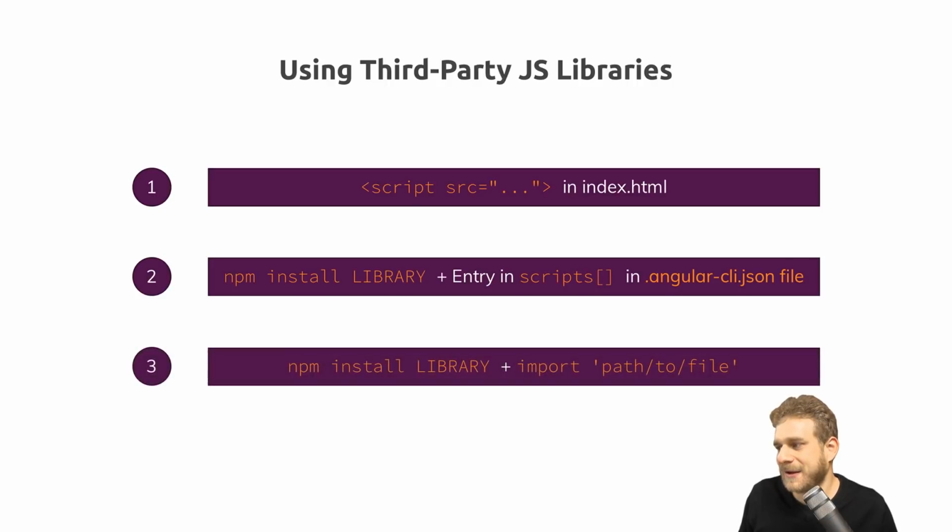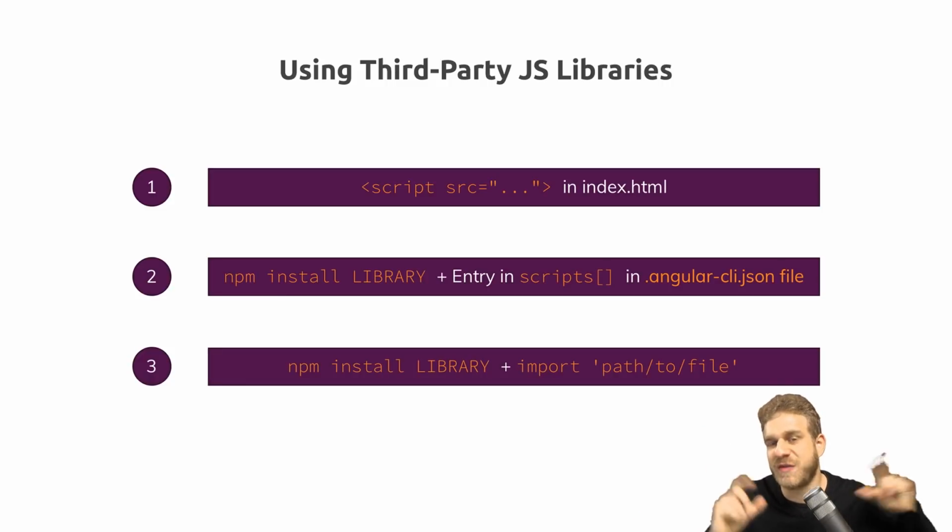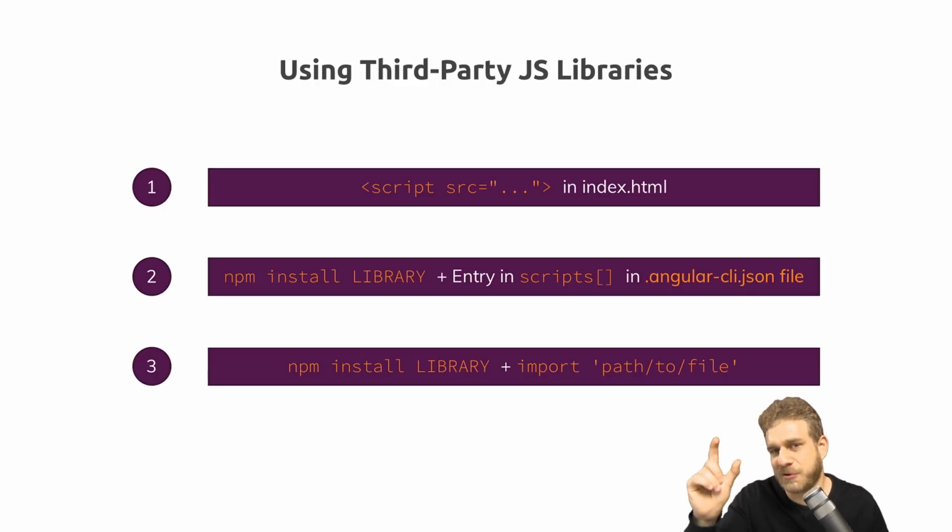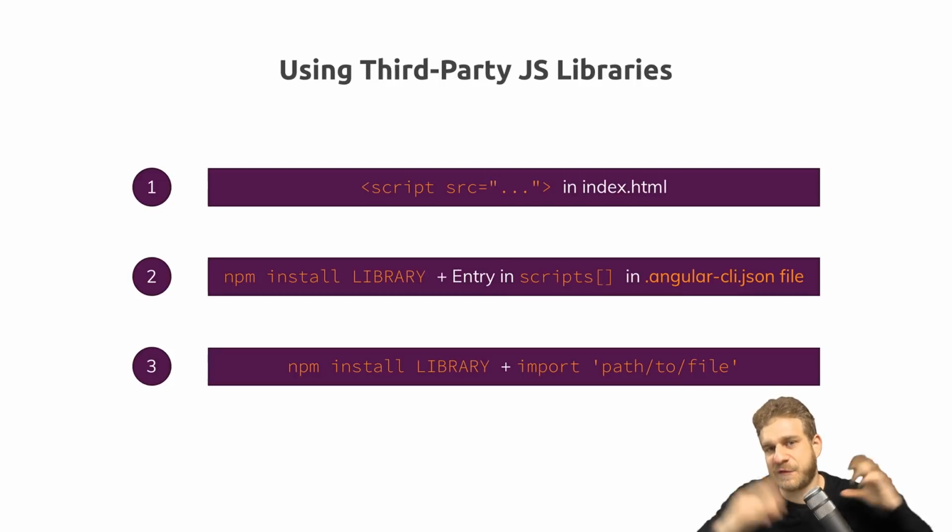Or you do the same, but directly import it into your TypeScript files by adding an import statement at the top. You can, of course, import other TypeScript files, and you do that all the time in Angular apps. Well, turns out you can also just import other JavaScript files. So that is a perfectly fine alternative. Then you don't have to add an entry to the scripts array in the Angular CLI JSON file. Because if you just add an import statement in one of your TypeScript files, in the end, this imported JavaScript file will be included in the final bundle.